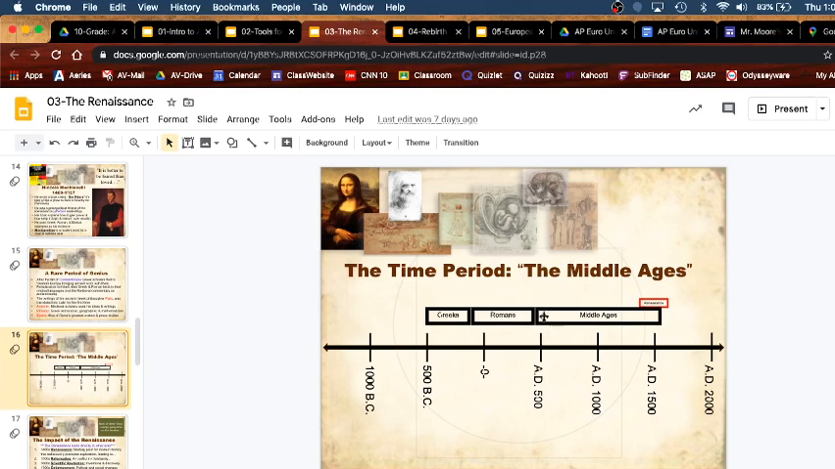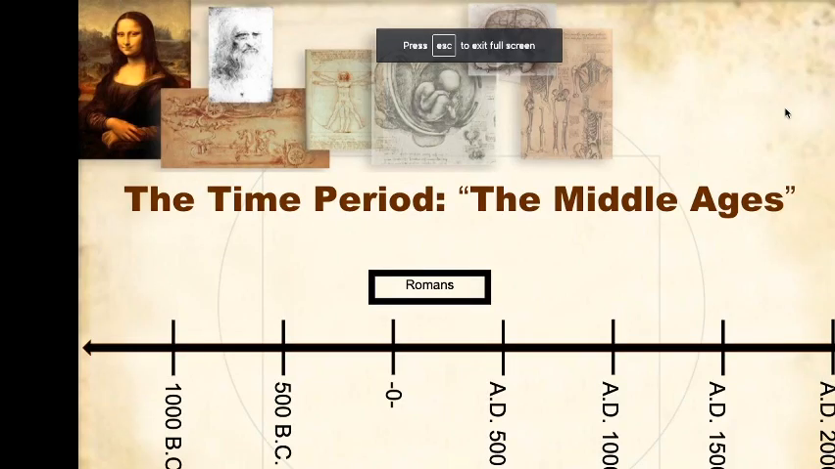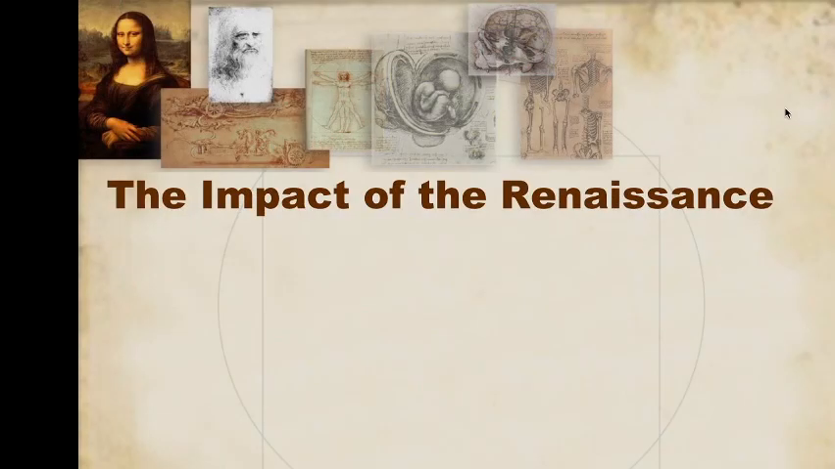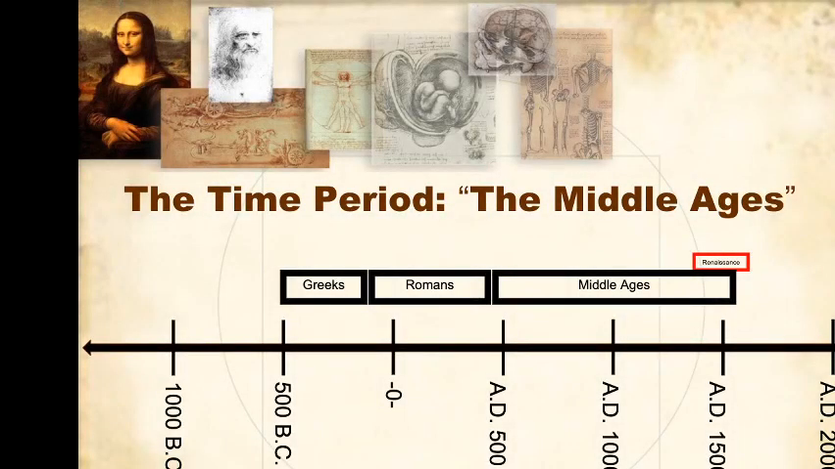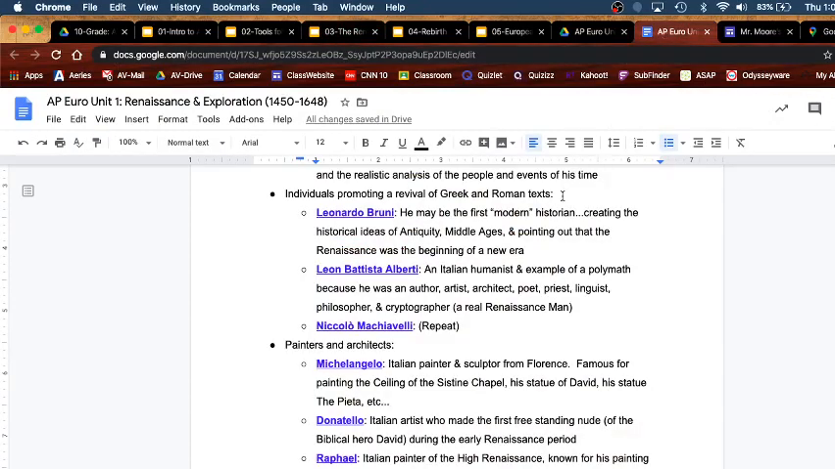Middle Ages, it is from around 500 AD to around 1500 AD. And this little box right here, the Renaissance, is showing you that the Renaissance definitely overlaps the end of the Middle Ages. So if you were growing up during the Renaissance, you probably wouldn't have known that something else was happening.